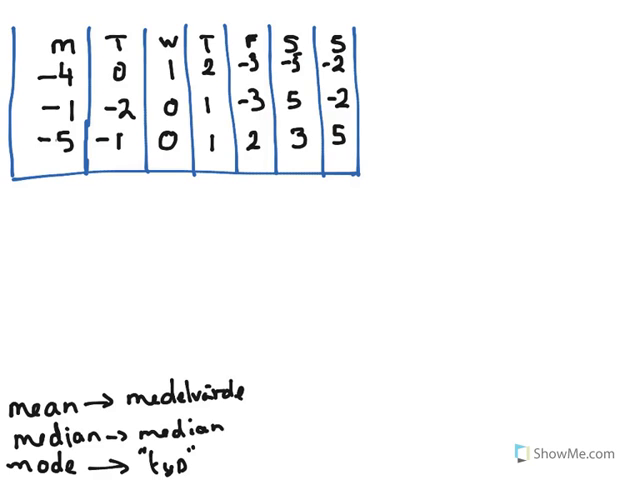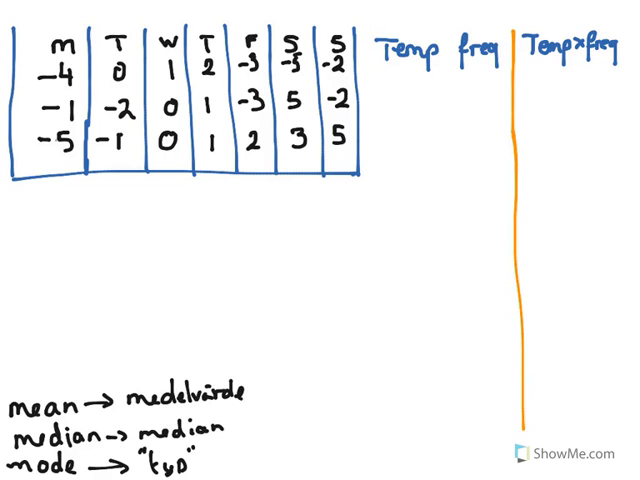Right, let's make a frequency table of this then. What we need then is the temperature, and then we need the frequency of how often that particular temperature occurs. And then it's very easy to work out our average temperature if we do a sum of the temperature multiplied by the frequency. So let's make a table of this.